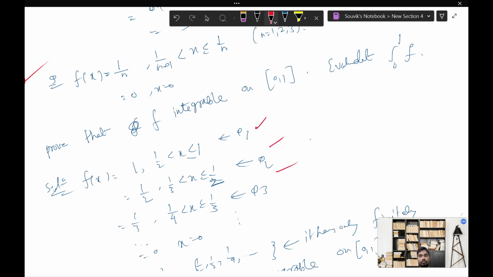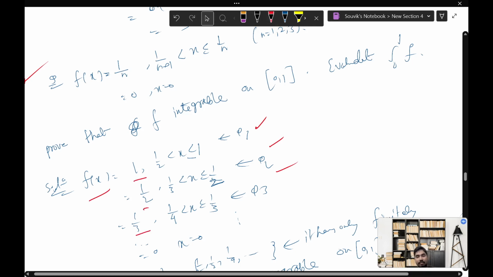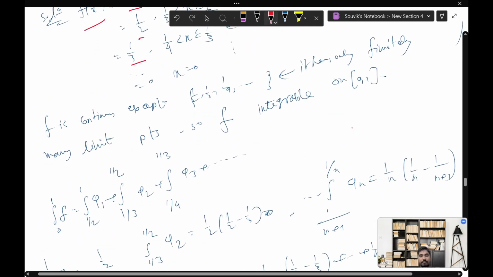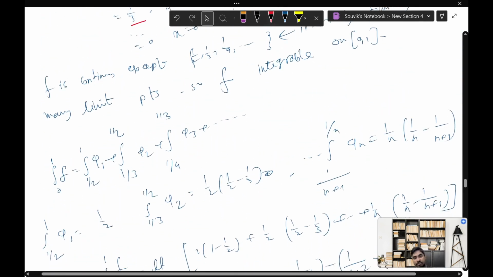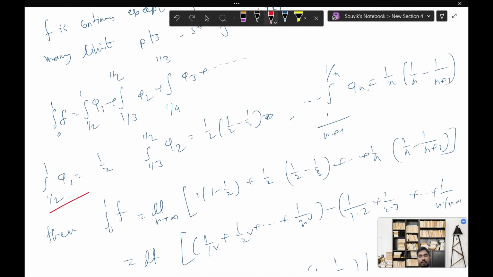Here also we first split the function f into each of these intervals, and then we found the integration of f on each. We separately calculated these small integrals, and then finally we added them up.